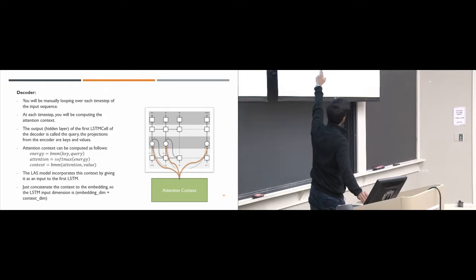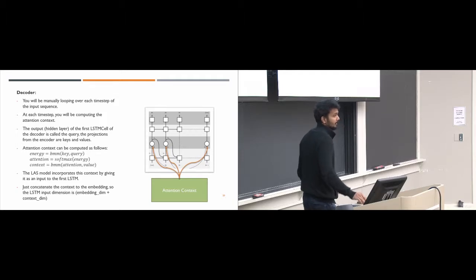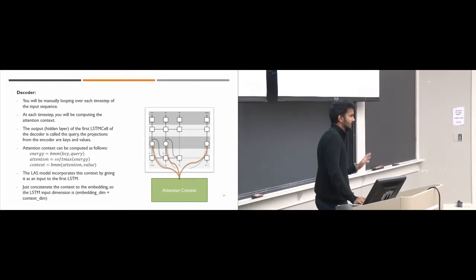So you take that query, you take the key that is coming out of the encoder, and you do an element-wise multiplication to get energy. Once you have it, we call it energy, just terminology. Once you get that, you run a softmax over it. Softmax is basically giving you a really nice probability distribution over different time steps, right?